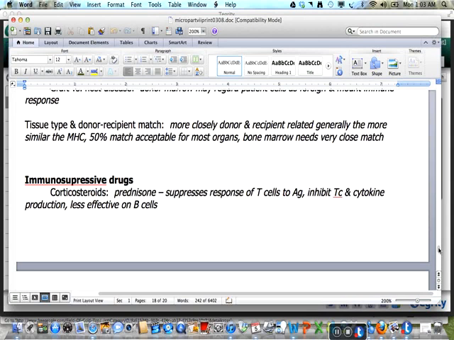Immunosuppressive drugs have made organ transplants possible. The corticosteroids, such as prednisone, suppress the response of the T cells to the antigen. They inhibit the TC and cytokine production, but are less effective on B cells.